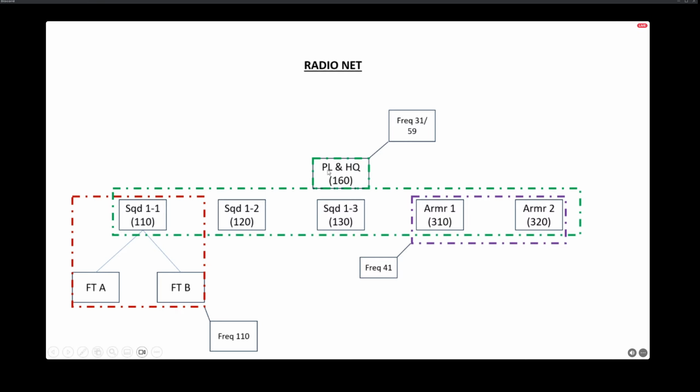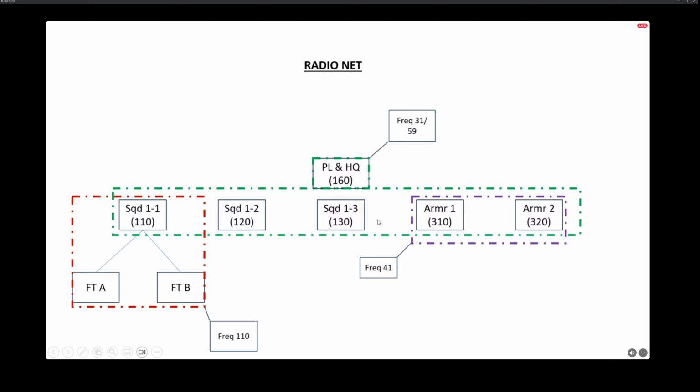So here, for example, we call the platoon leader 16, so 160 becomes their short range, because often there will be communications that the platoon leader would have to carry out with his headquarter element that are not required for the entire platoon to listen on. He can make that communication over the platoon net, but it is unnecessary.